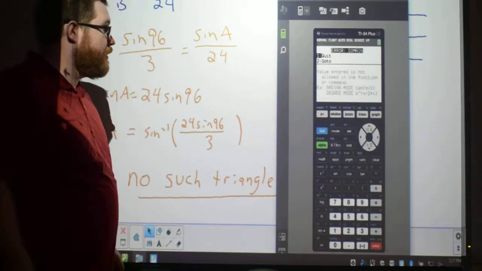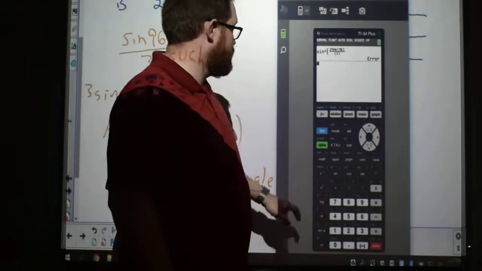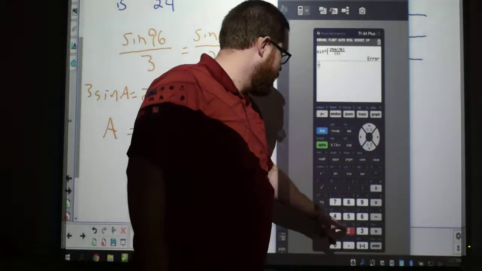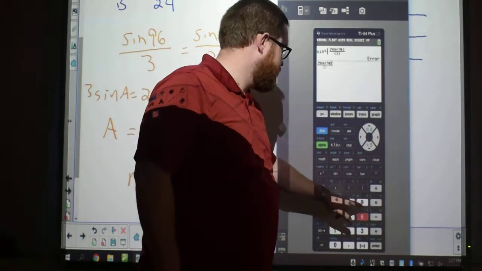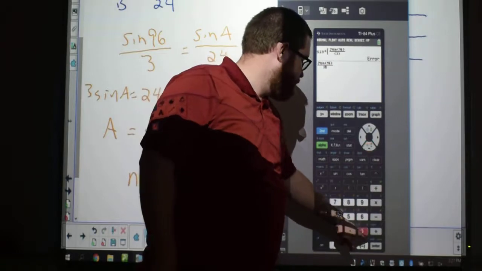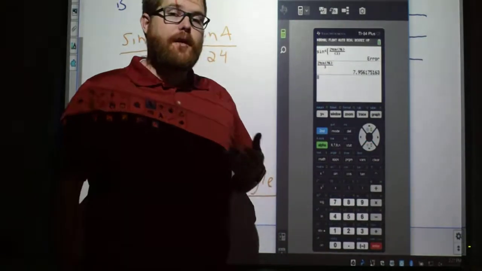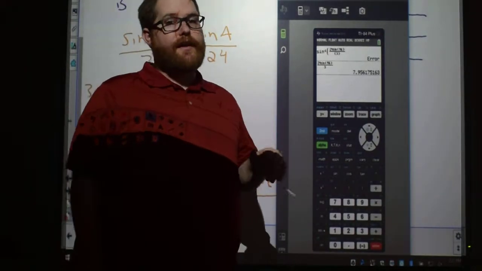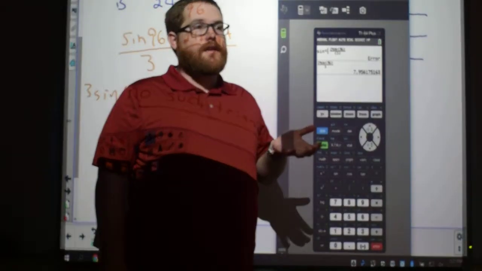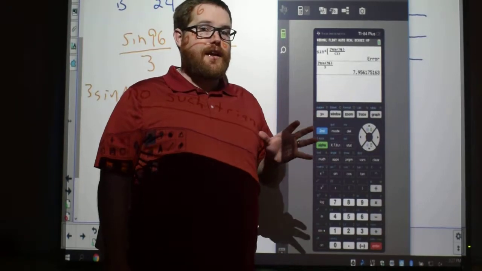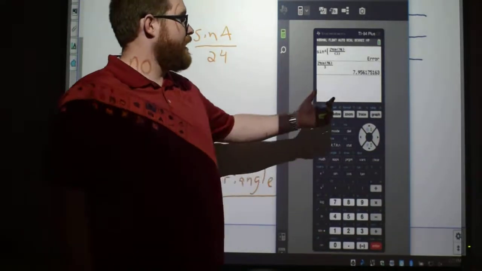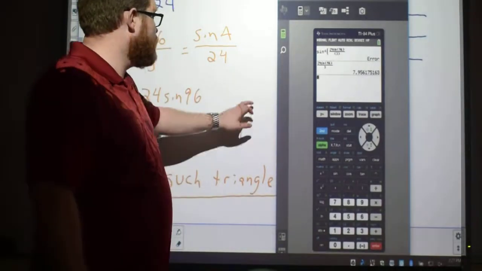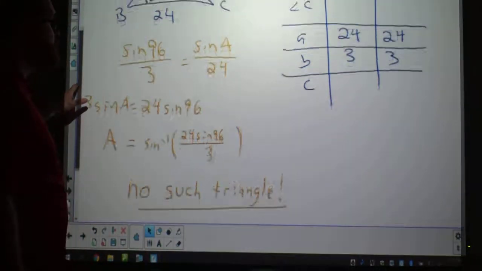Well, if you do this problem without the sine inverse, so if I just do 24 sine 96 divided by 3, I get a number that's much, much bigger than 1. Remember, sine has to bounce between -1 and 1. The sine of any angle is between -1 and 1. So I can't have an inverse sine of almost 8. Doesn't work.